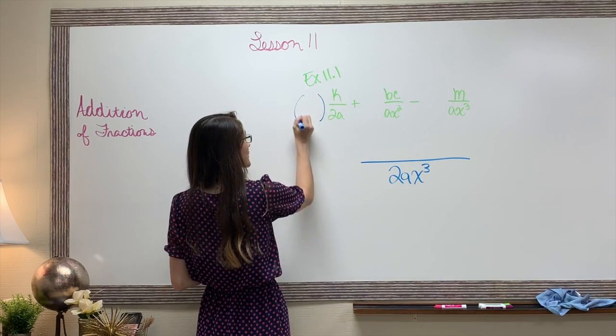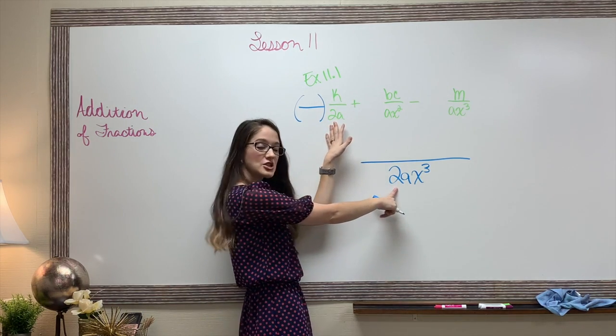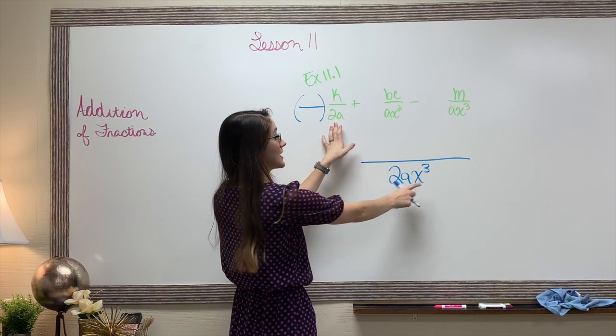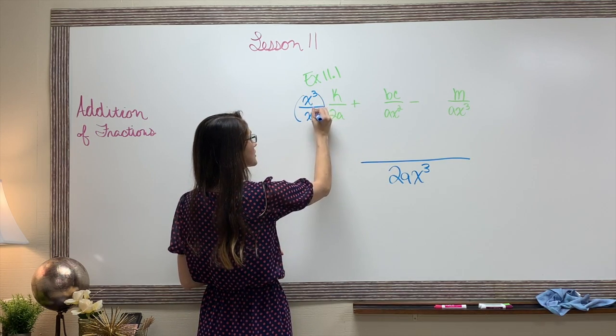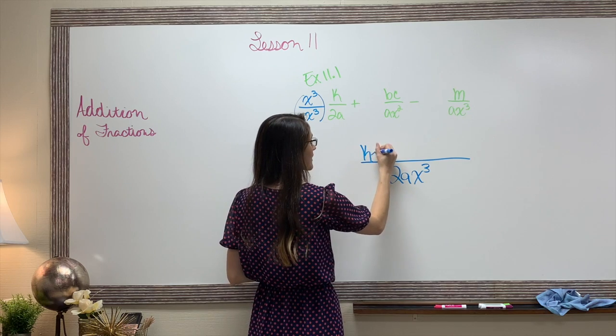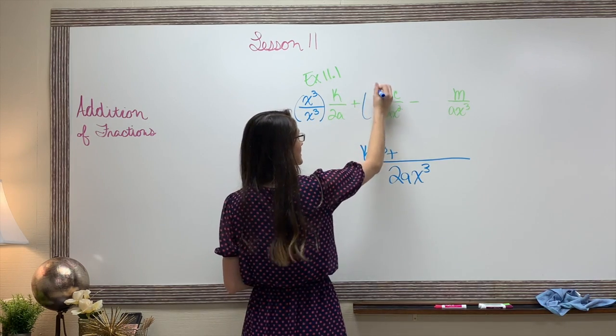So looking at the first fraction, I have to ask myself, what is 2a missing to become 2ax cubed? And it's missing the x's. So I'm going to multiply by x cubed over x cubed, and that's going to give me 2ax cubed. Plus, and now let's look at the second fraction.